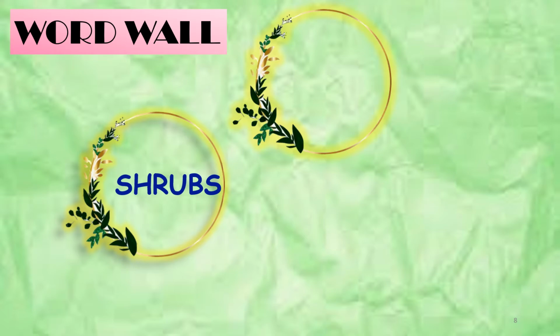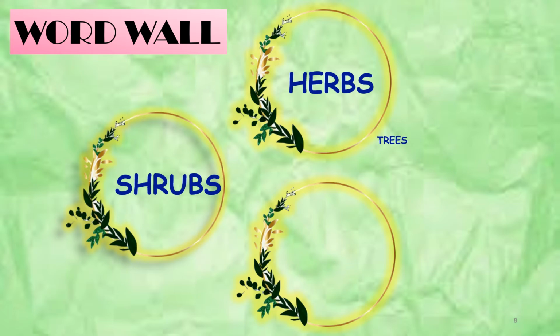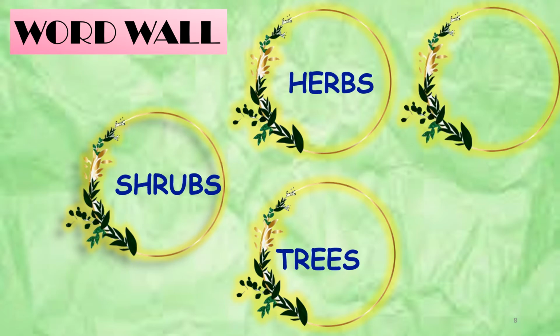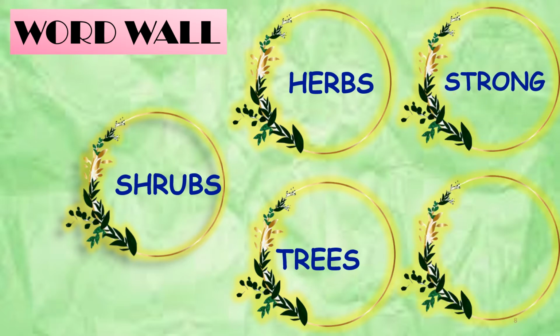And we reach the word wall. Today we have 5 words. Let's read them one by one. The first word is shrubs. S-H-R-U-B-S. Shrubs. The next word is herbs. H-E-R-B-S. Herbs. The third word is trees. T-R-E-E-S. Trees. The fourth word is strong. S-T-R-O-N-G. Strong. And the last word is soft. S-O-F-T. Soft.